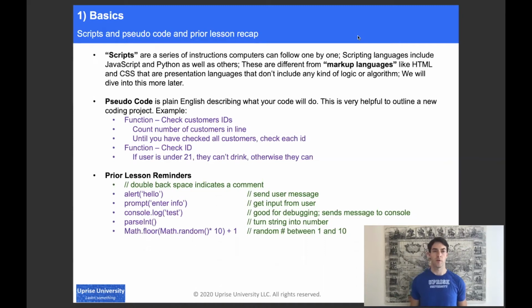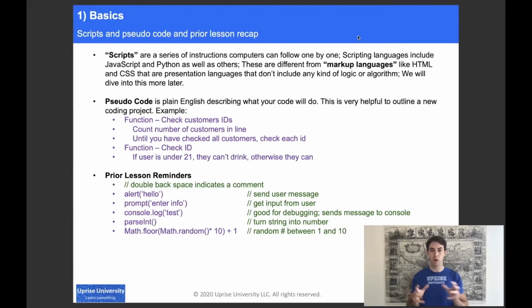In this video, we're going to talk about scripts, pseudocode, and just go over the prior lesson real quickly. So scripts are basically a series of instructions that the computer does to run your program. A scripting language is something like JavaScript or Python, and these are languages that are basically the brains of the computer and the brains of your application.